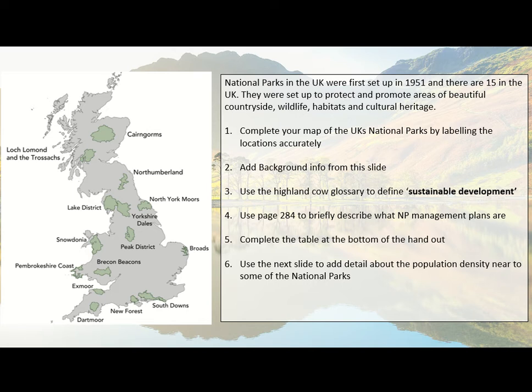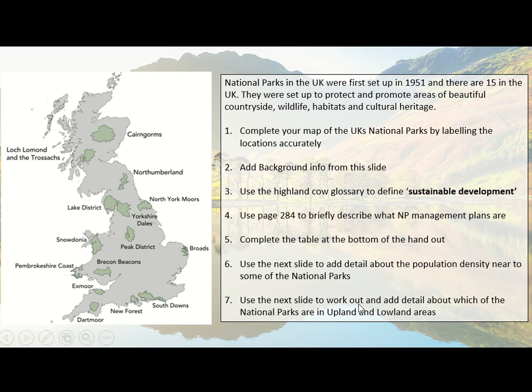and then on the next slide that I'm going to show you, it's going to give you a bit of detail about the population density found near to some of the national parks. So because you've got this national parks map in front of you, it gives you the ability to just match up this with areas of upland and lowland, which we found from the UK landscapes topic, and population density. Okay, so you're going to be using the next slide to help complete that bit. And also use that next slide to link it to, I mentioned this, upland and lowland areas.